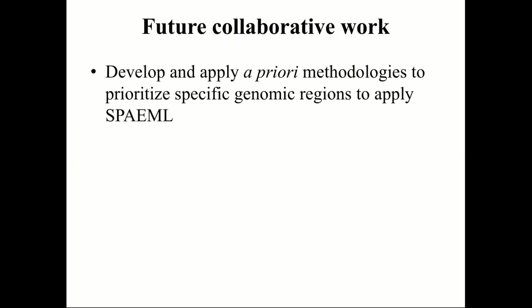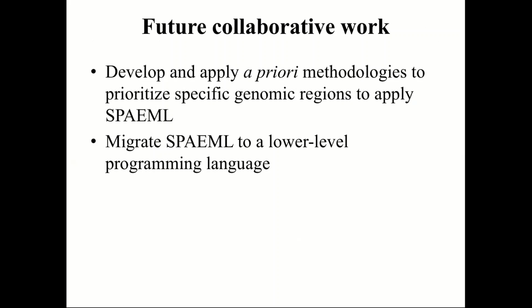We are currently collaborating with folks to develop a priori methodologies, based on either a priori biological knowledge or maybe machine learning or other approaches like that, to prioritize specific genomic regions to apply SPAMEL, okay? This will help reduce multiple testing correction and computational issues, because you're considering subsets of the genome in which to apply SPAMEL instead of the entire genome.